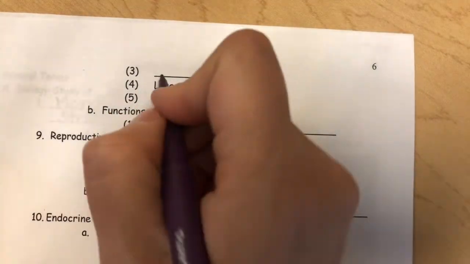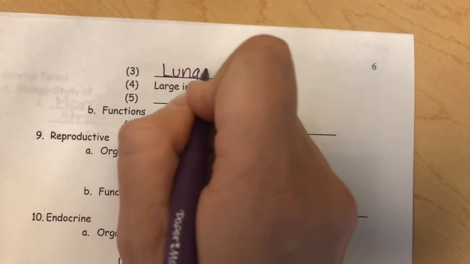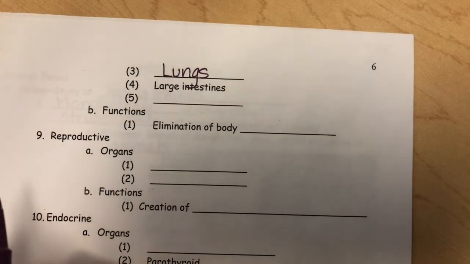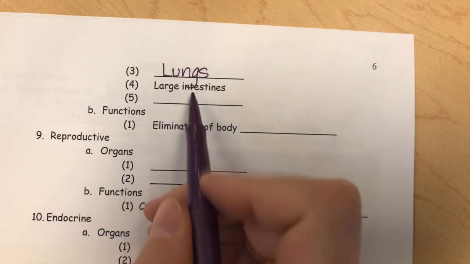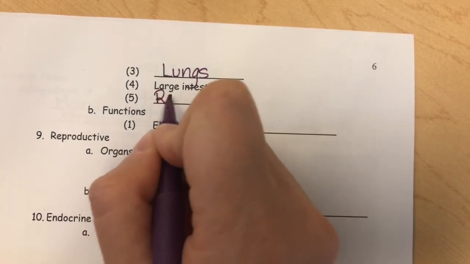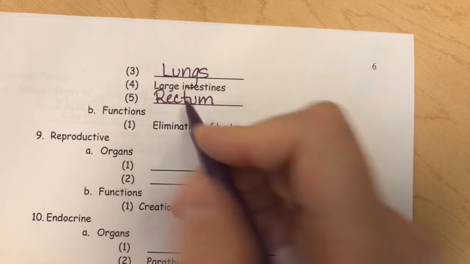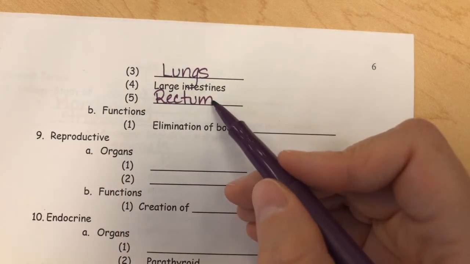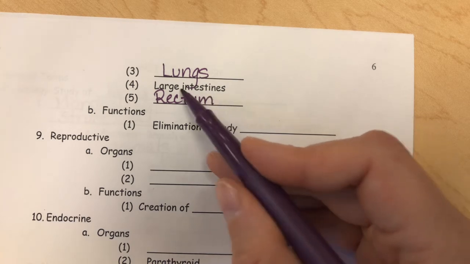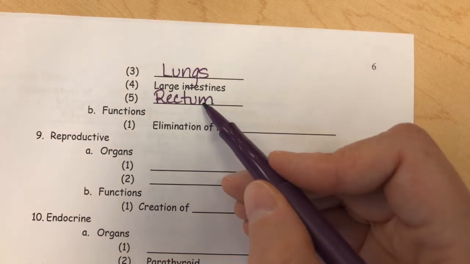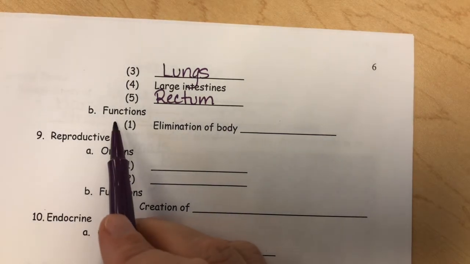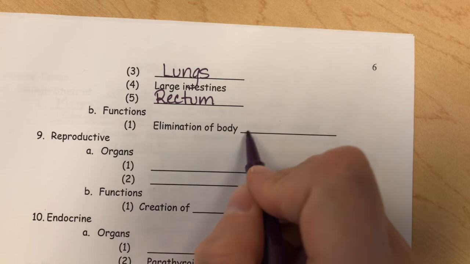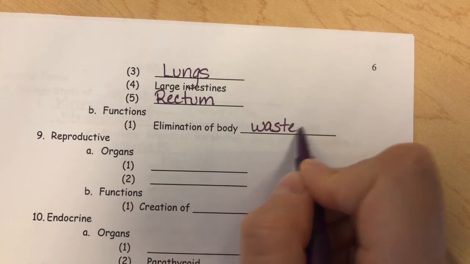All right. The next one is your lungs. Your lungs are where that gas exchange happens. So we're excreting carbon dioxide through our lungs and breathing it out. Your large intestines, and going with that, your rectum. This is where your solid waste that you don't use from what you eat goes through, and you excrete that out. All right, and so that's your solid waste there. So the function is the elimination of body wastes.